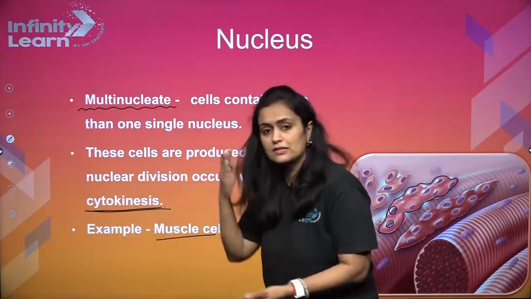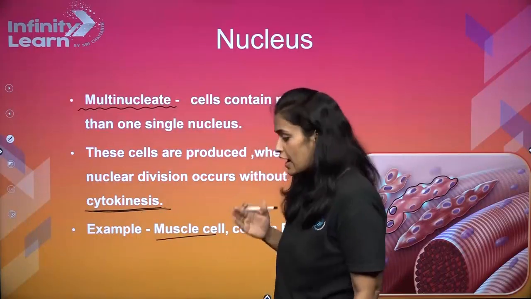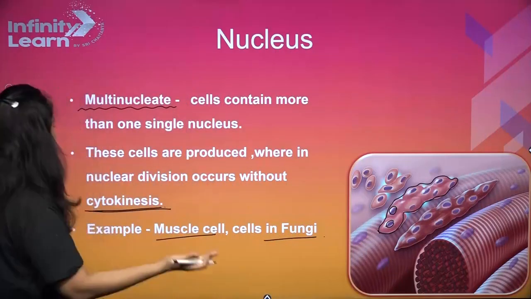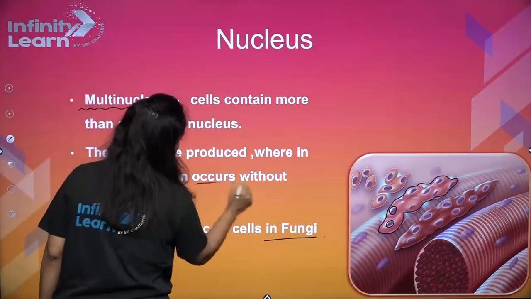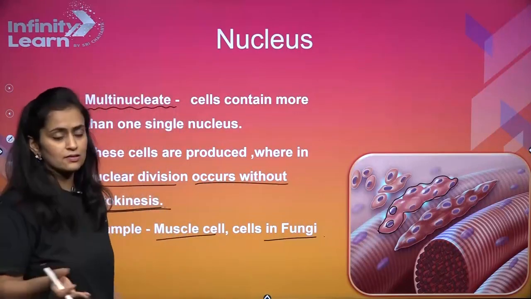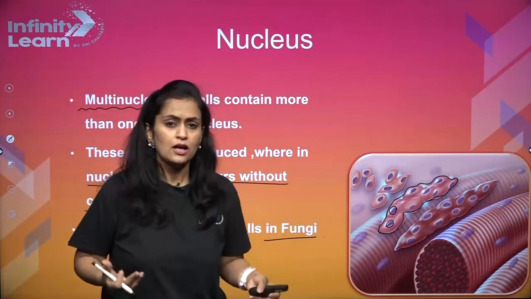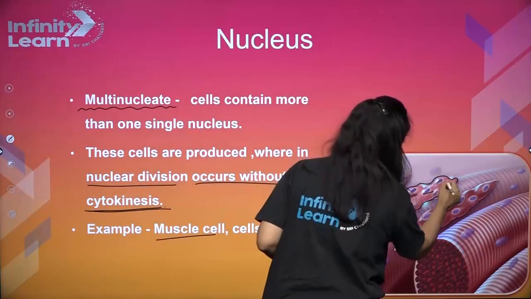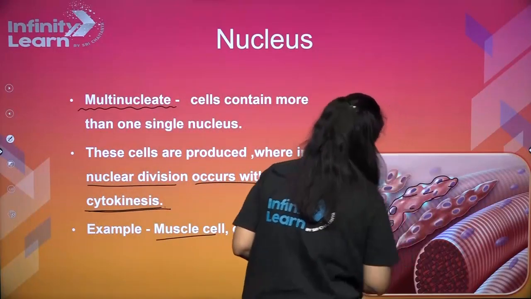Cytoplasm, kinesis, breakdown, right? So cytokinesis, cytoplasmic breakdown is not happening. Nuclear division occurs without cytokinesis. So the nucleus is dividing in the cell. Now why do we have multiple nuclei? Why do we have many nuclei in muscle cells?